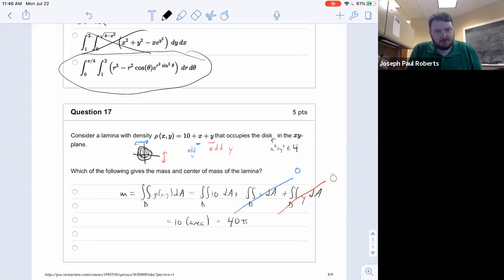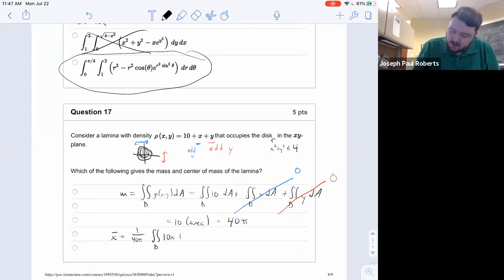Again, if you're not comfortable with this odd symmetry and things like that, if you switch to polar, you'd be doing the integral from 0 to 2 pi of cosine theta. Well, cosine theta has a periodic antiderivative, so when you plug in 0 and 2 pi, you end up getting 0. Same thing for this term with y, you'd have sine of theta integrated 0 to 2 pi, which ends up being 0. So anyway, mass was 40 pi. And then for x bar, you do 1 over the mass times the same double integral, but times an extra x.